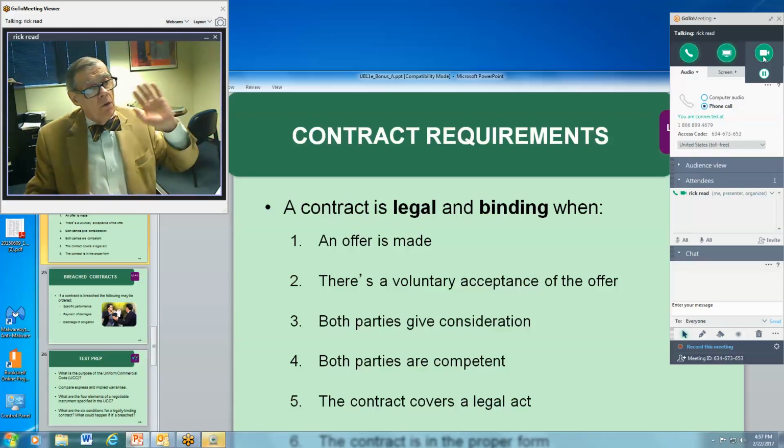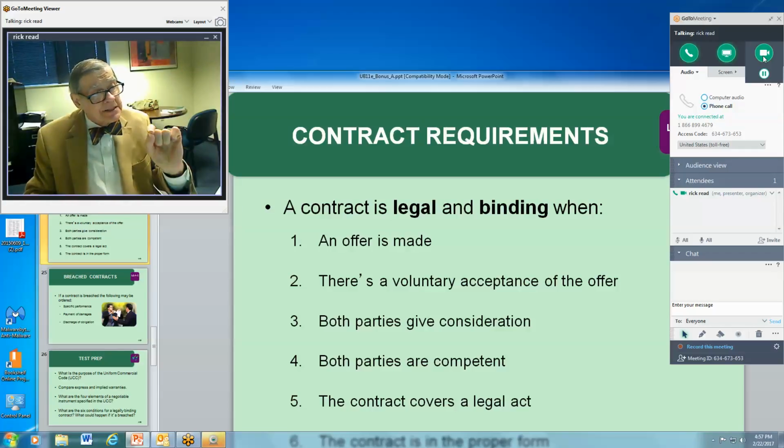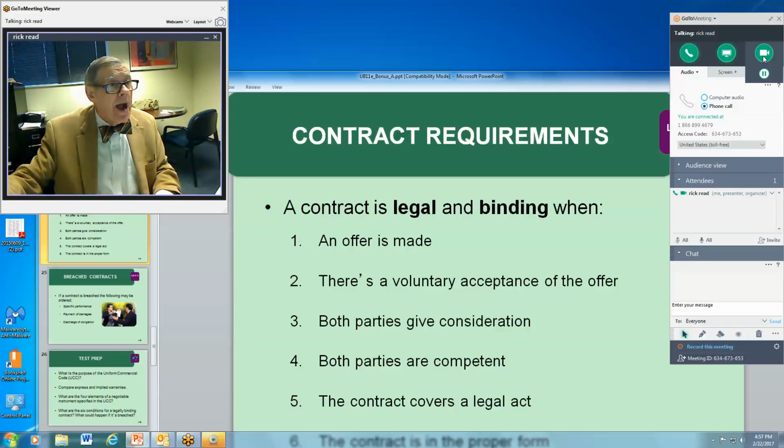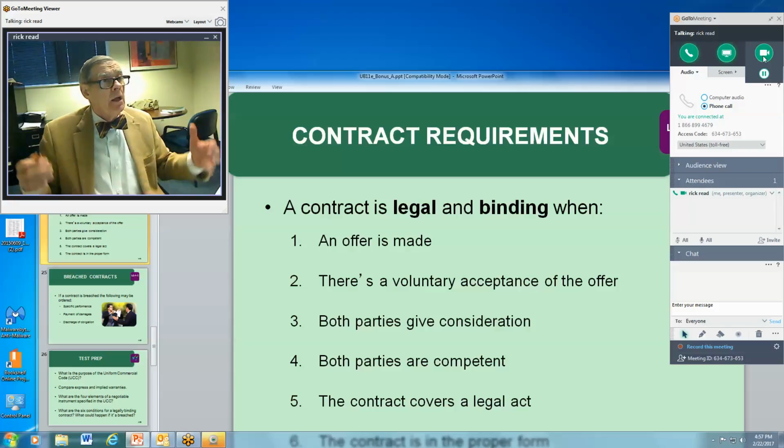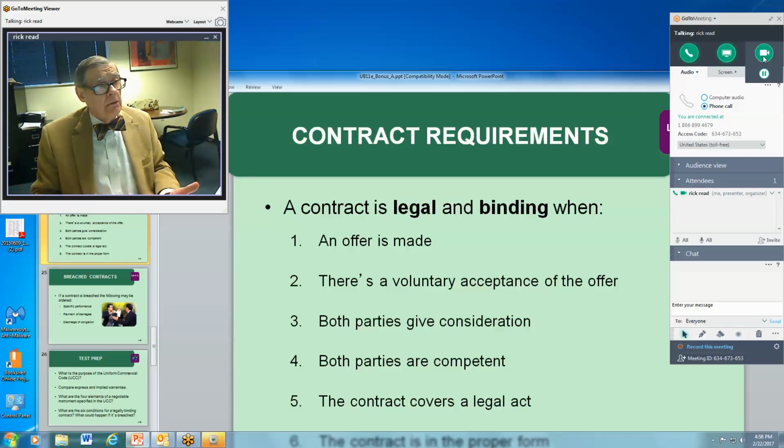What this says is I'll sell X to you for Y dollars. I'll sell X to you, whatever I have here in my hand or behind me on the shelf, etc., for Y dollars. Both of us are competent. In other words, one of us is not mentally impaired.